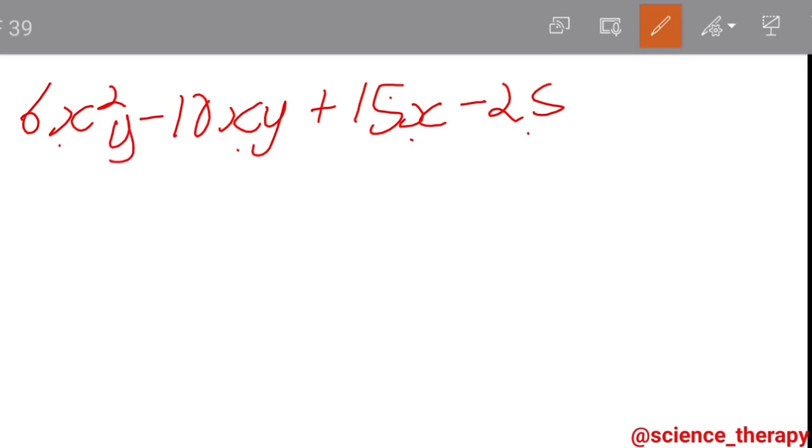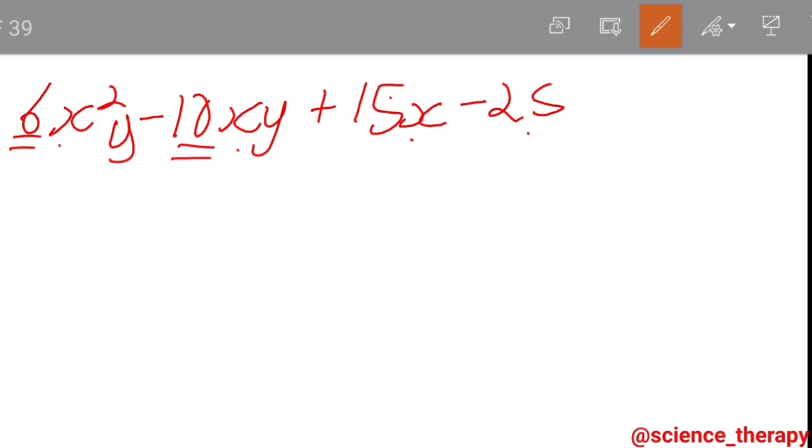So let me fix that, right? So that's 6x squared y according to the question. So do we have any common factors in between the first and the second term? We can see that the numbers that we have is 6 and 10. And if we say our common factor is 2, 2 is a common factor because it goes into 6, leaves no remainder, and also goes to 10 and leaves no remainder.